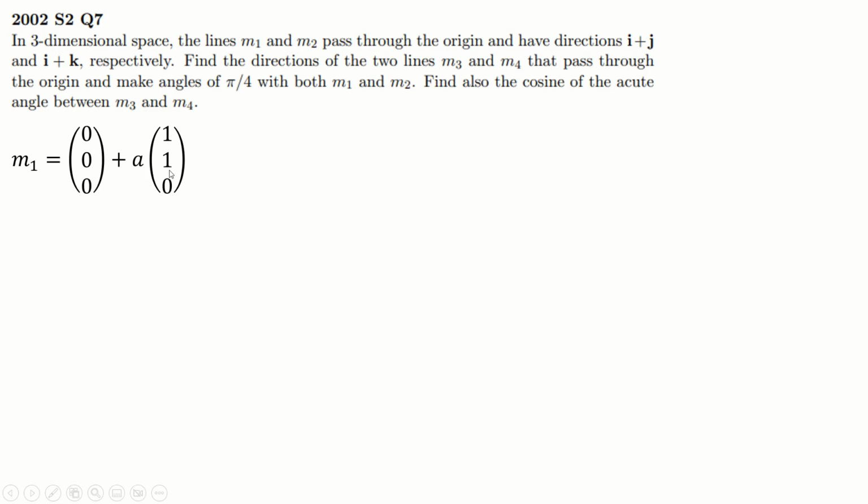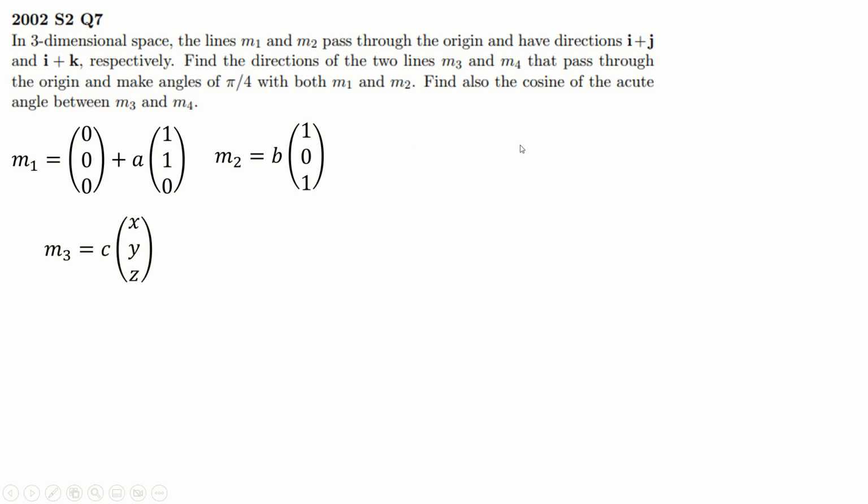So M1 is this. I'm just using the letter a to denote that constant there. And M2 is, of course, I don't need to write the 0, 0, do I? But M2 is just going to be, therefore, b into 1, 0, 1, something like that. Find the directions of the two lines M3 and M4 that pass through the origin as well, and make angles pi over 4 with both M1 and M2.